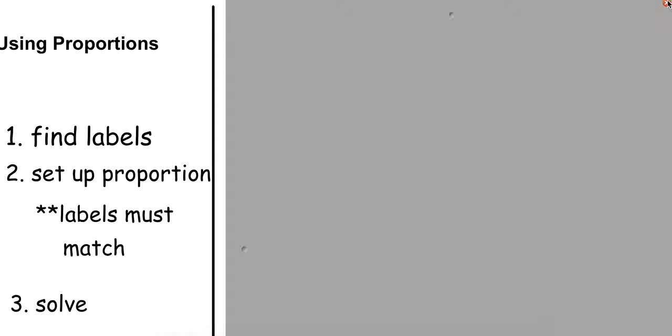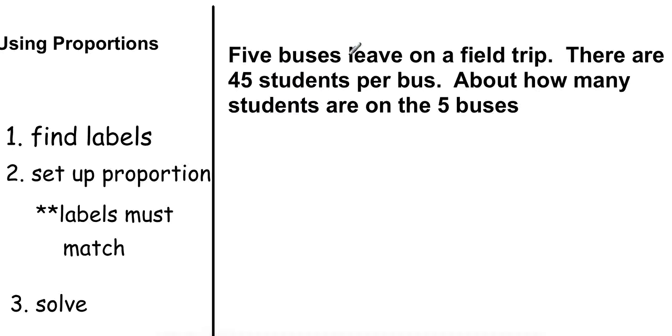So let's take a look at this first one. It says, 5 buses leave on a field trip. There are 45 students per bus. About how many students are on the buses? Well, this is the sentence right here. There's usually one in a sentence that shows a comparison. 45 students per bus. So we're comparing the students to the number of buses.